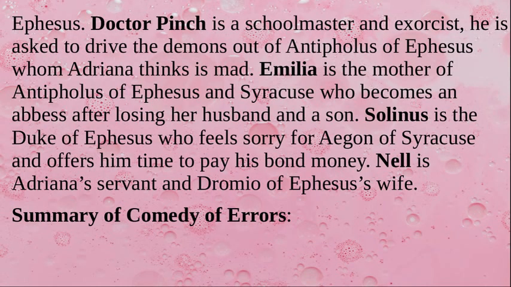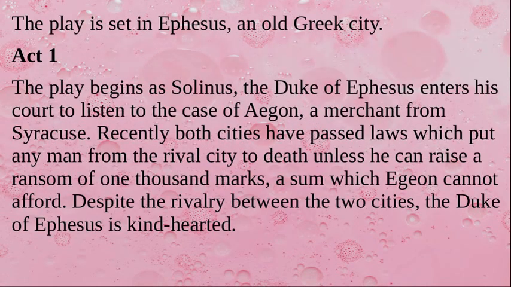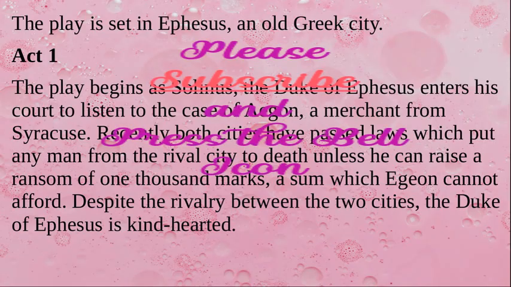Summary of Comedy of Errors. The play is set in Ephesus, an old Greek city. Act 1. The play begins as Solinus, the Duke of Ephesus, enters his court to listen to the case of Aegon, a merchant from Syracuse. Recently, both cities have passed laws which put any man from the rival city to death unless he can raise a ransom of 1,000 marks, a sum which Aegon cannot afford.